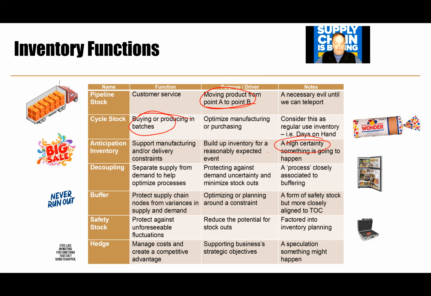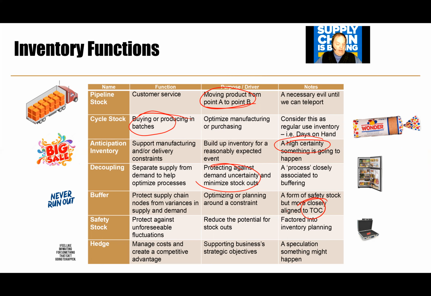Decoupling is a macro level concept that separates supply from demand to help optimize processes and protect against demand uncertainties. Buffering is more aligned with optimizing or planning around internal process constraints in the theory of constraints concept, so think about it as TOC. Safety stock is a calculated level of inventory to protect against unforeseeable fluctuations and reduce the potential for inventory stockouts that negatively affect customer service levels.